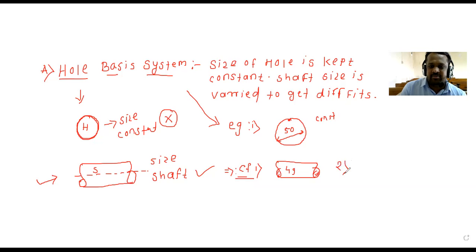Suppose we have to achieve the interference fit, then what we have to do? We have to keep the size of the hole constant. To achieve the interference fit, what should we do? We have to manufacture the shaft whose size is bigger.